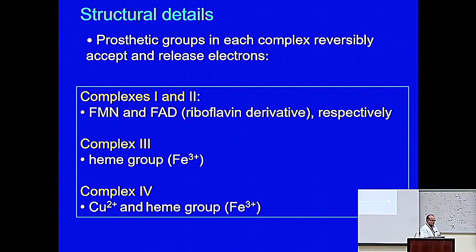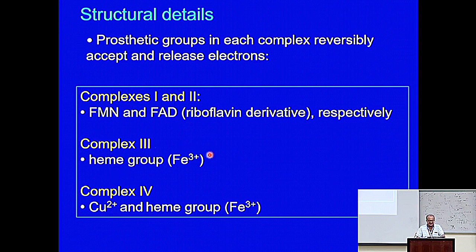So the second important component of all these complexes is what prosthetic group is there. Complex 1 has this FMN, which is really derived from riboflavin. Both of these are derived from riboflavin, so they're vitamin derivatives. FMN and FAD are respectively part of complex 1 and complex 2. So they play a role in accepting and donating electrons to the next recipient.